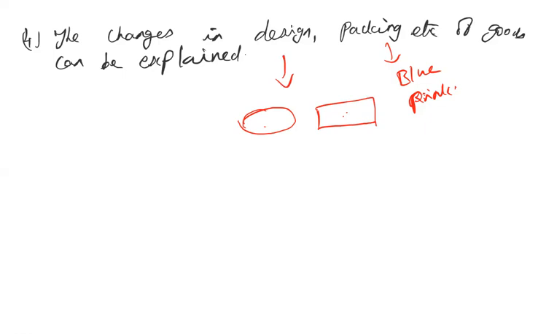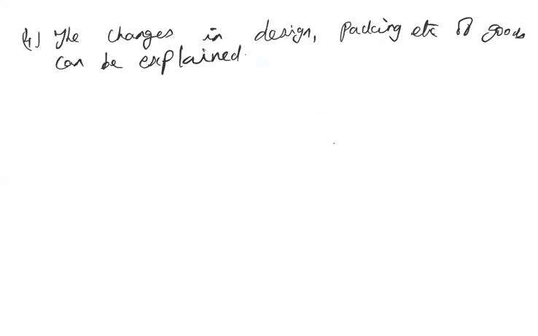So without any additional cost of production, if he wants to get more profit, what he can do is change the design, the shape, the color, or the mode of packing. So with all this, the producer or the seller can increase the price of the commodity. So that information is provided through the law of diminishing marginal utility. Okay.